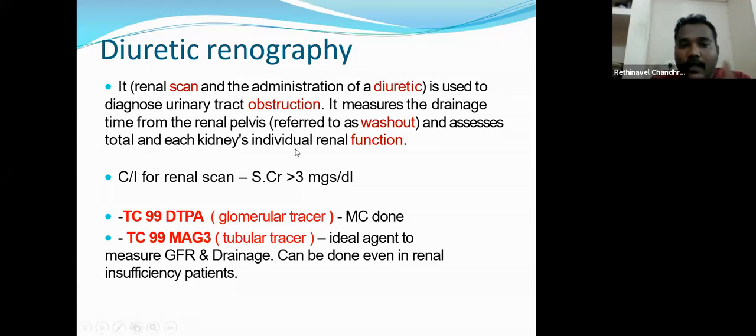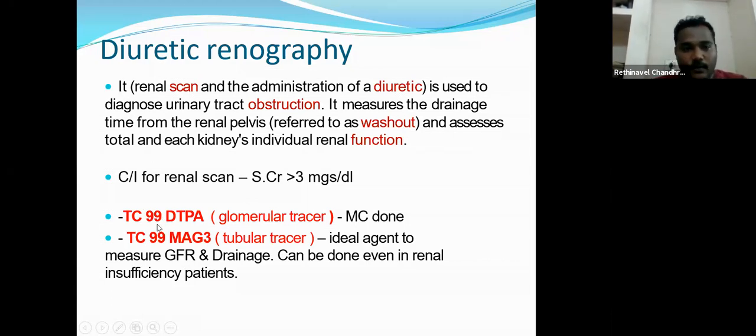But whether you need to intervene in the patient or not depends upon this scan. So in all PUJO cases, once you diagnose, they will order a renal scan. That is the diuretic renal scan. This we already taught in the uroradiology class.